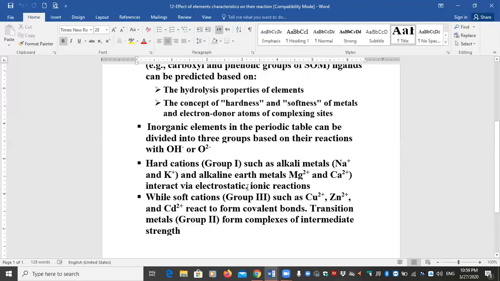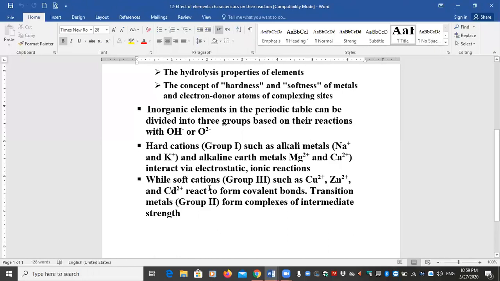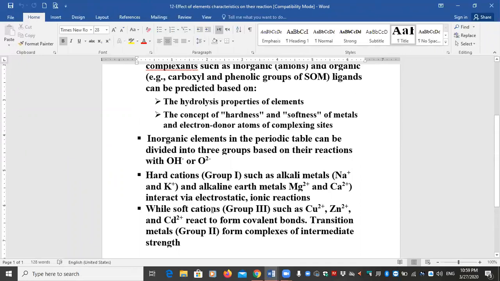So electrostatic means we have the positive and negative, or ionic reactions. While soft cations, group 3, such as copper, zinc, cadmium, react to form covalent bonds. So there we have electrostatic ionic, here we have covalent bonds. That means there is sharing of electrons. Transition metals, group 2, form complexes of intermediate strength. They are in between. They are not totally covalent and they are not totally ionic if they are in group 2.